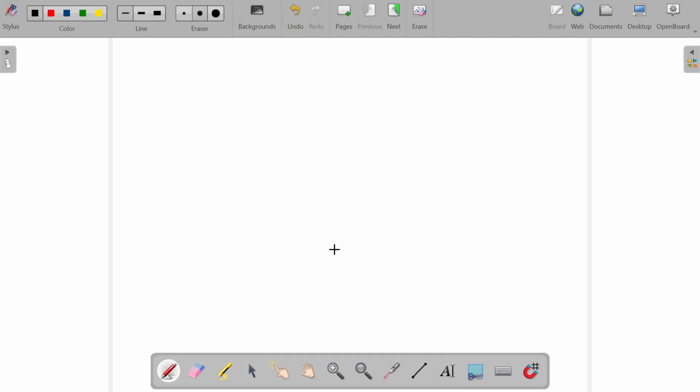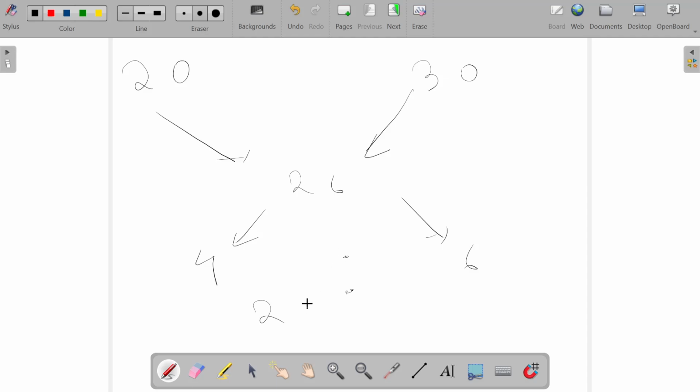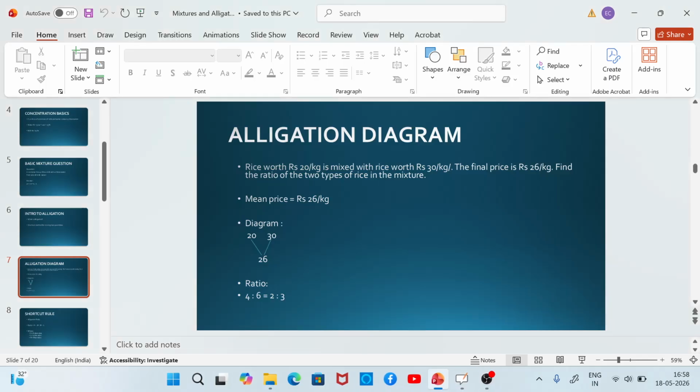So we have rice 20 rupees per kg and we have rice 30 rupees per kg and the mean is 26. So what we do is we diagonally subtract. So 30 minus 26 is 4, 26 minus 20 is 6. So the ratio will become 4 is to 6, which on simplification is 2 is to 3. Very simple. So remember, we have to subtract diagonally so that we get the ratio. Now let's look at the next slide.